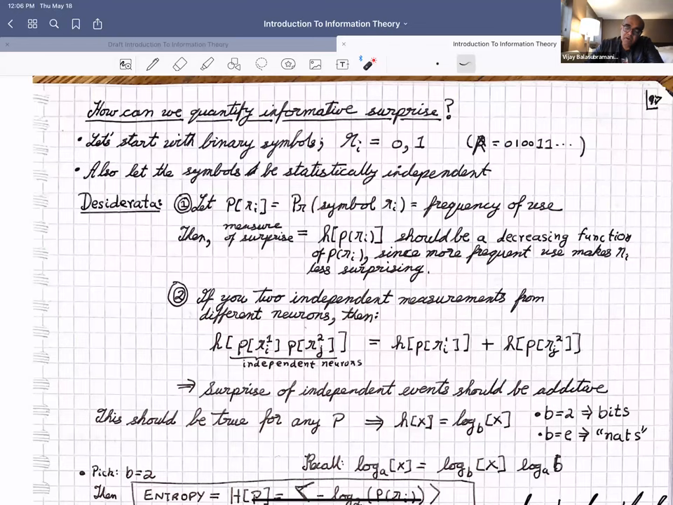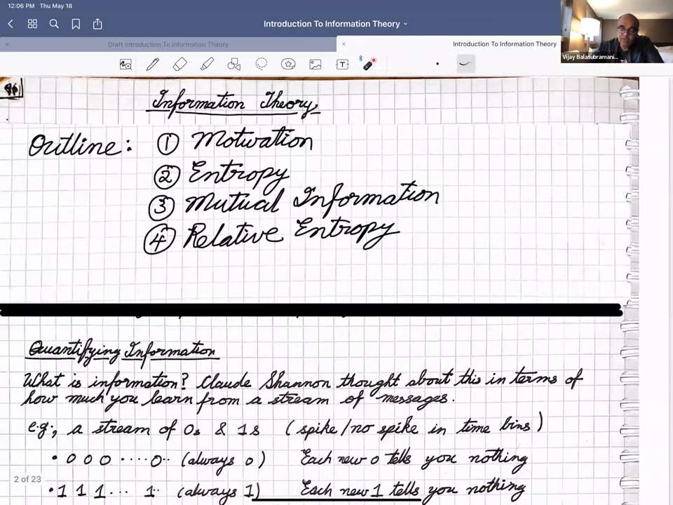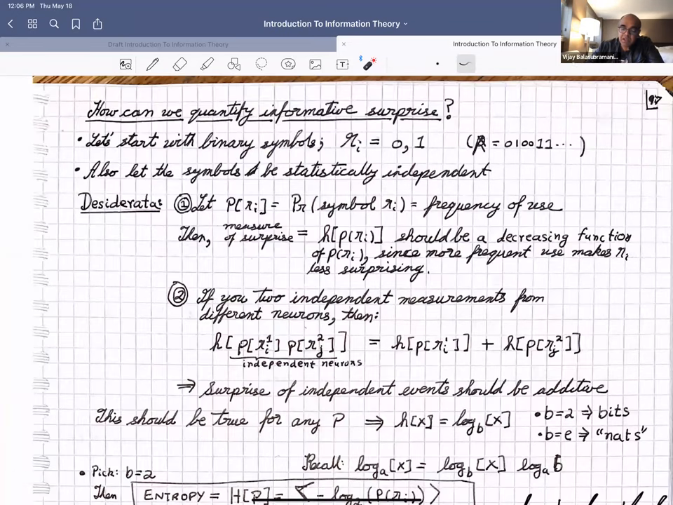So suppose we agree with this perspective, you could ask, how can we quantify informative surprise? Well, that's what we need to do to understand how to quantify information. So we're going to start with binary symbols, let's say zeros and ones. And for the moment, I'm also going to assume that the symbols are statistically independent. So I'm going to assume here that there is no correlation from time to time. Right? So what do we want?